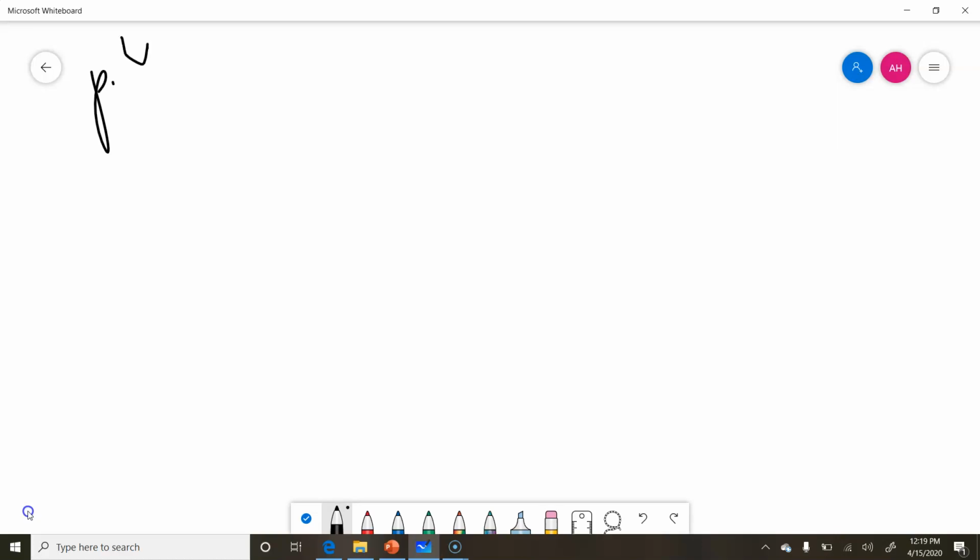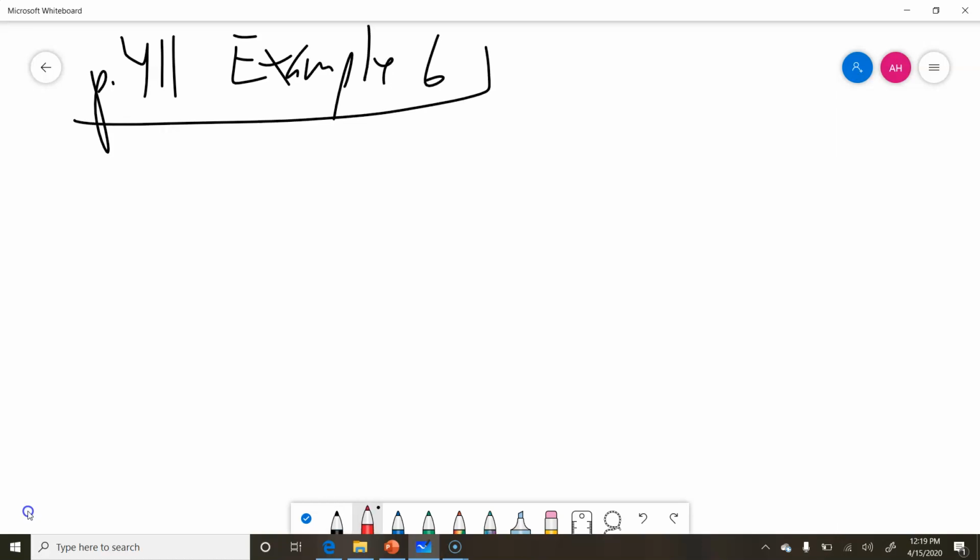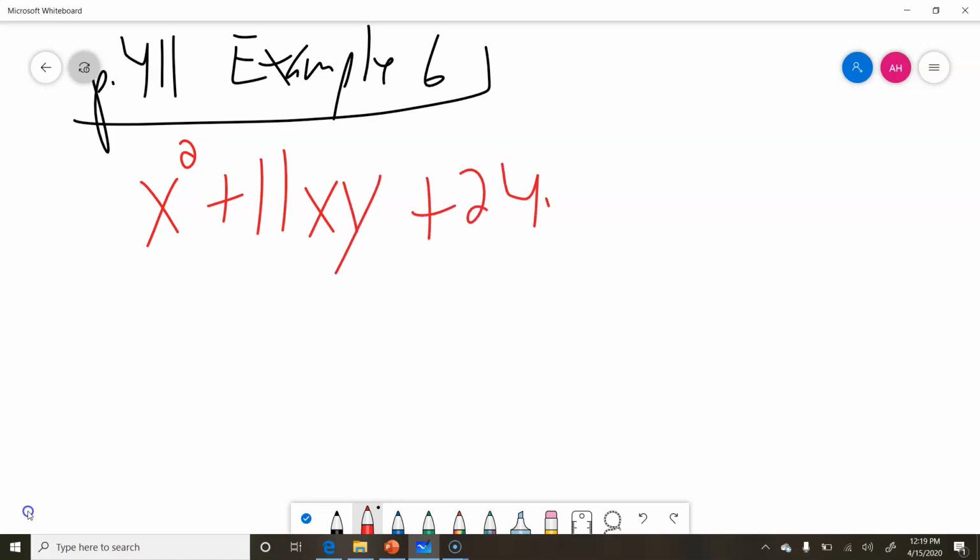So this is page 411, and this is example 6. So please follow along. Example 6. Okay, and what they give us here is x squared plus 11xy, whoa, we have another variable, plus 24y squared. Now you can see here, this is an x and this is a y, so there's a variable, and here is the combination of the variables.